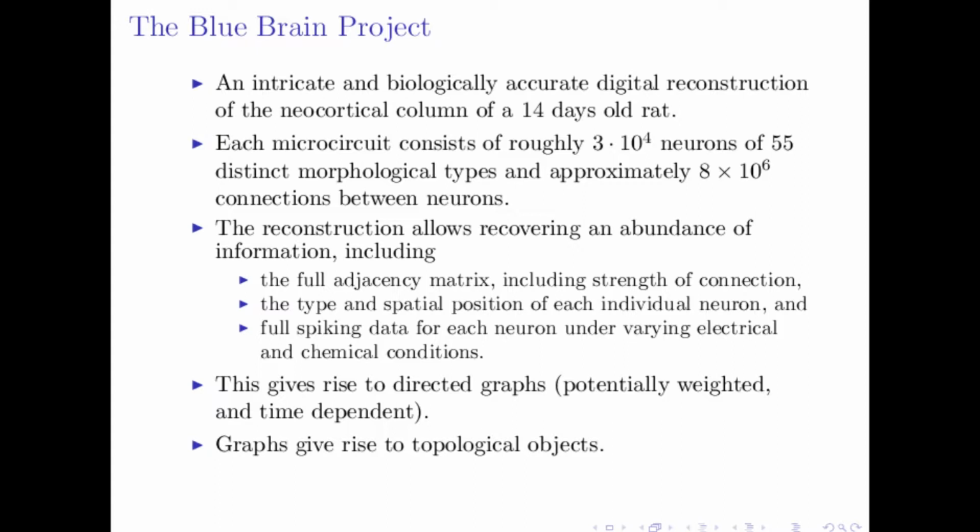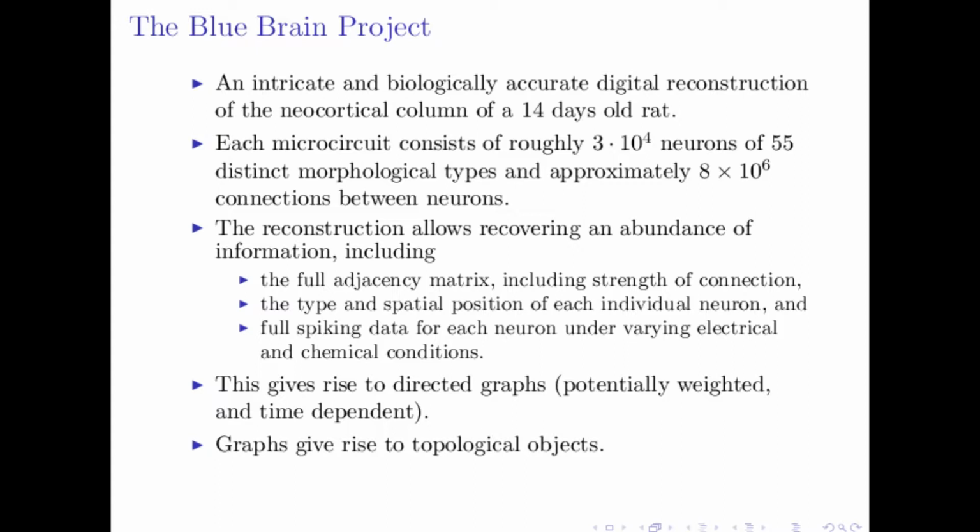Now, what do you do with this? I mean, one thing that you can do with a computer and you cannot do with a real brain is you can actually ask the computer any question you like. For instance, you can extract the full adjacency matrix for that bit of brain, including the strength of connection, the type of the neuron, spatial position of it, of each individual neuron, the spatial position of every individual synapse. You can also extract from this full spiking data for each neuron under varying electrical and chemical conditions, and so on and so forth.